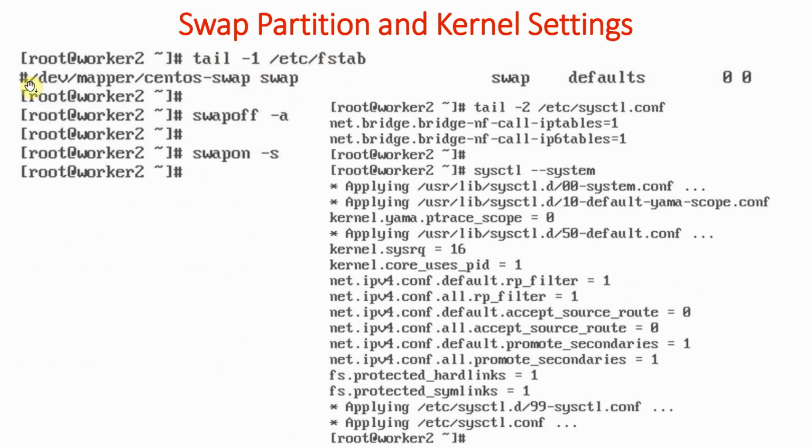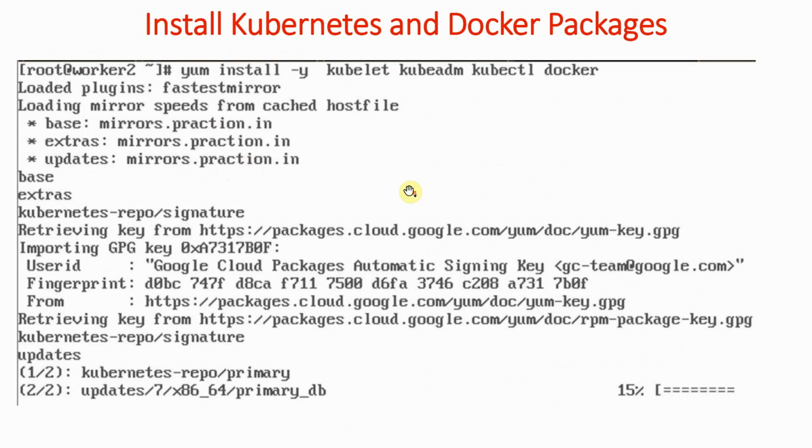We have disabled the swap partition by using the same process. That means we commented out this line, then we ran the command swapoff -a, which disabled the swap. Then we can check with the swapon -s status command. We made those firewall settings, then we enabled those settings. That means the same things that we did in the master system and worker 1 system.